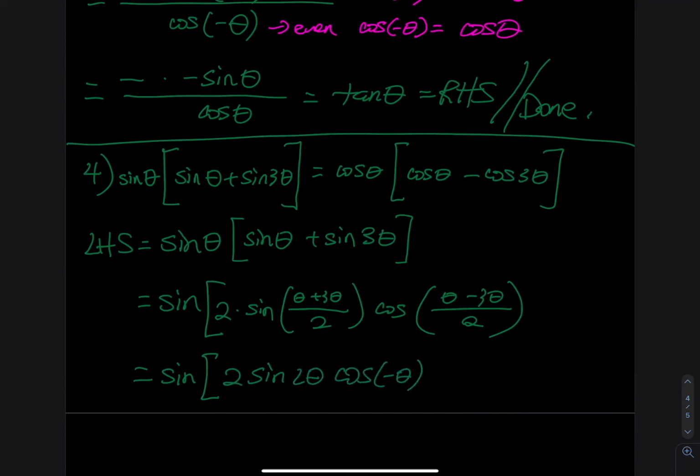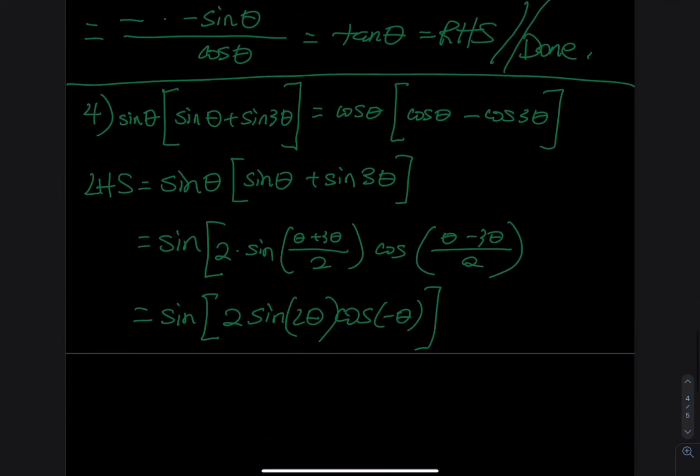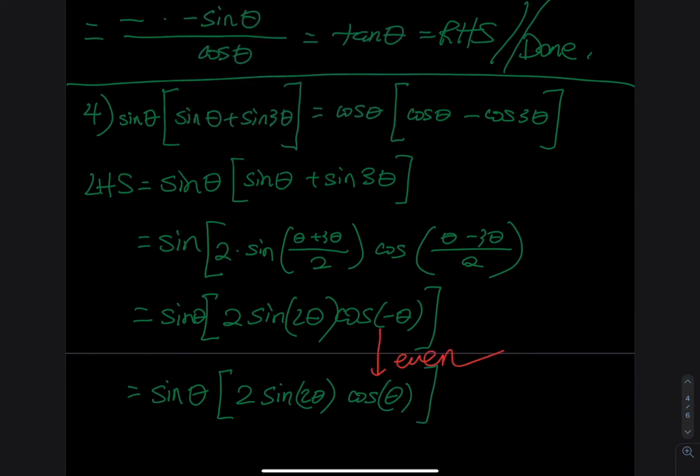negative theta. So cosine of negative theta is just equal to cosine theta, right? Because cosine is an even function. So you have sine theta, forgot a theta right there. So that is 2 times sine of 2 theta, and then cosine of theta. Don't forget that this is even. So we have an even function, so it is okay to just remove the negative.